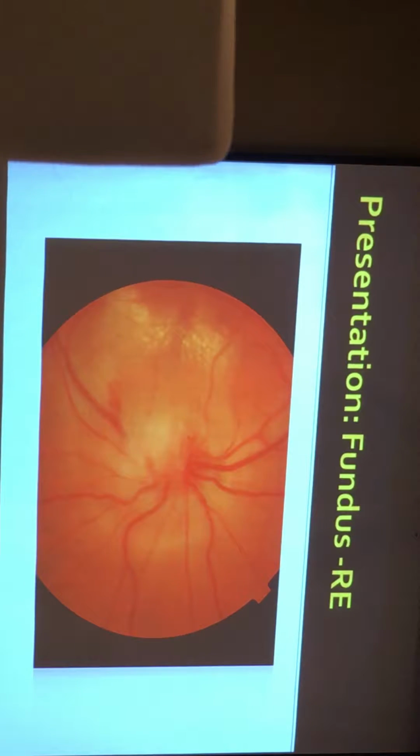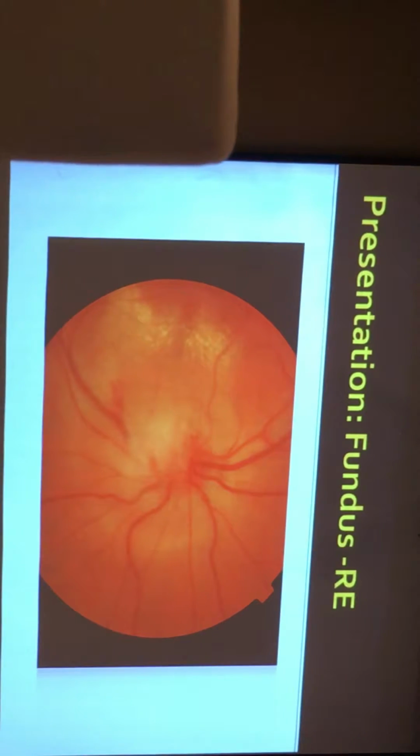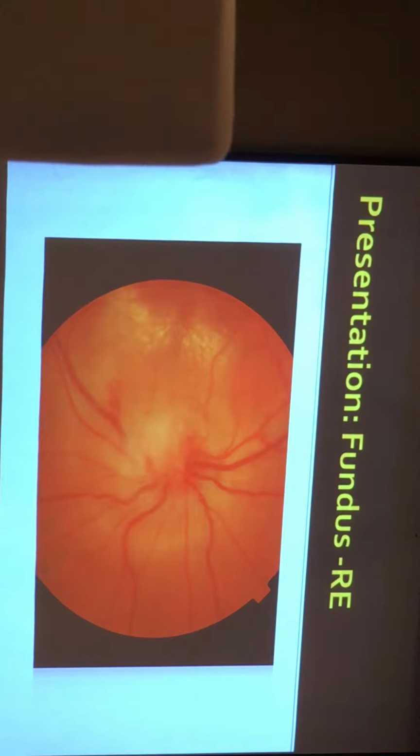Okay, now this swelling, do we look at other signs, like is there a spontaneous venous pulsation? Because venous pulsations are typically lost in raised intracranial pressure. So when you see there is no venous pulsation, are we seeing any peripapillary halo, which we see in patients with raised intracranial pressure? Because that is what we are bothered about.